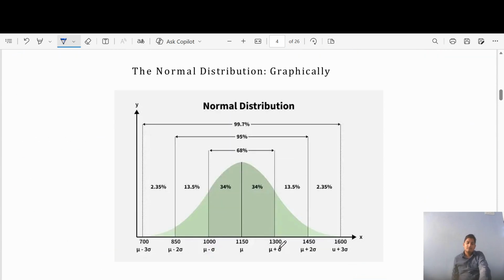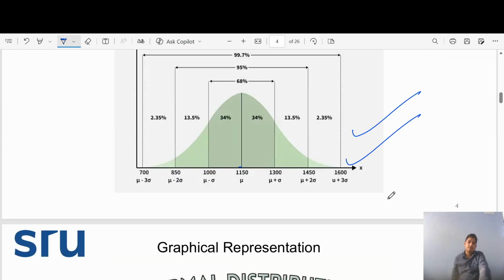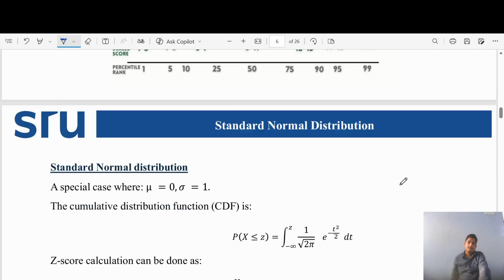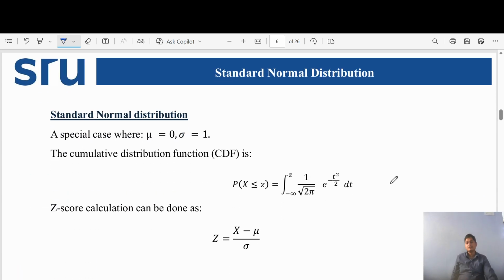So here these things are discussed. So no problems there. Normal distribution, the graphical behavior is discussed in this slide. How we transform this normal distribution to standard normals. So this slide is very important. You can see very carefully.